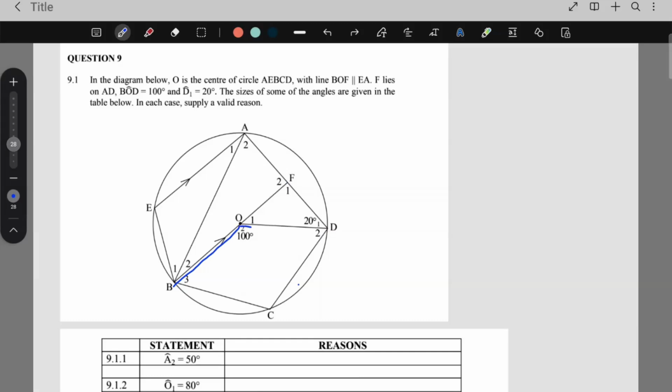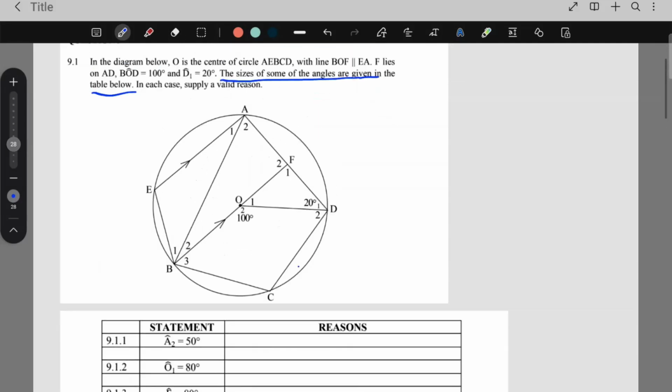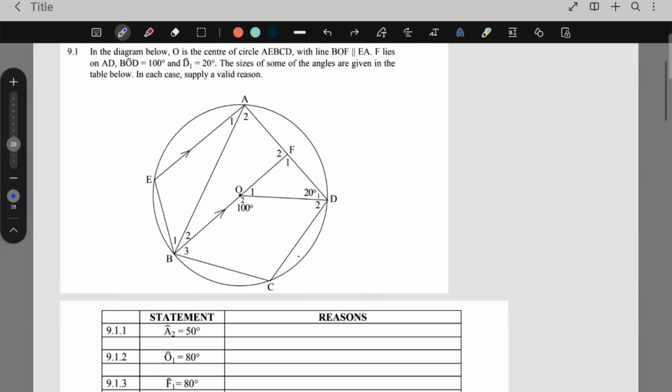Angle BOD is 100 degrees and angle D1, over here, is 20 degrees. The sizes of some of the angles are given in the table below, and in each case you must apply a reason. So we are going to give a reason for the angles.